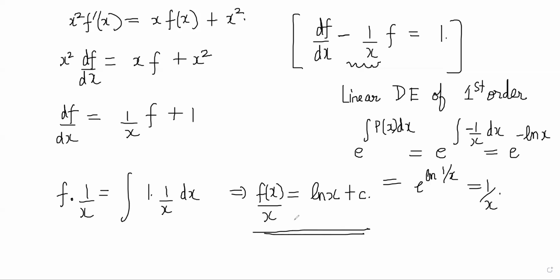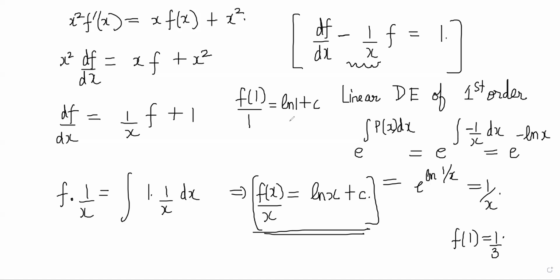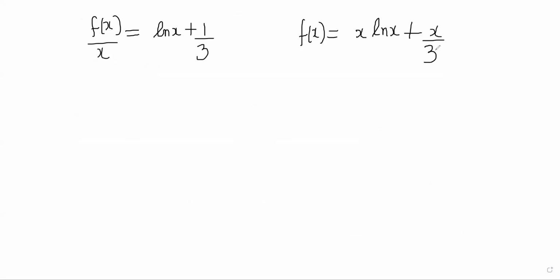Now, we will use the initial conditions that were provided in the problem. In the question, they had said that f of 1 was 1 over 3, right? So if we put x is equal to 1 here in this relation, we will get basically f of 1 by 1 is equal to ln 1 plus c. ln 1 is 0, so c is equal to f of 1, which is 1 over 3. So my solution finally becomes f of x by x is equal to ln x plus 1 by 3. So f of x is equal to x ln x plus x by 3, right?